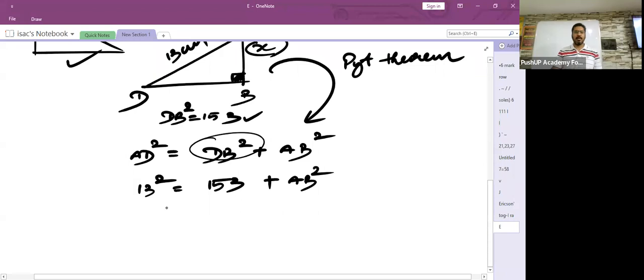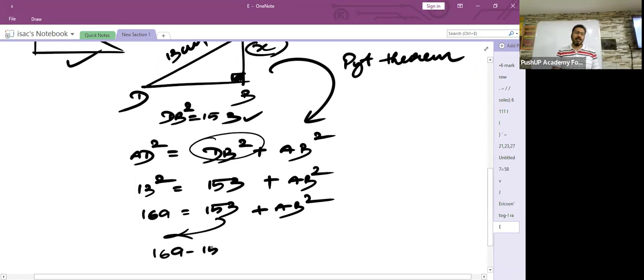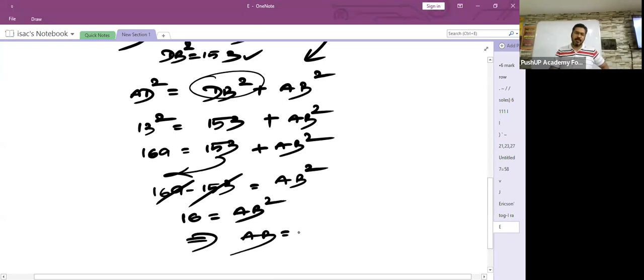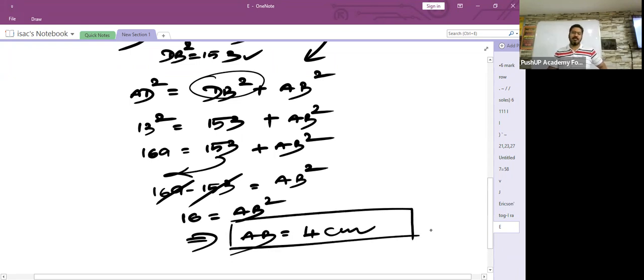Yes, sir. All right, now let us solve this. 13 square is 169, which is equal to 153 plus AB square. If I bring this 153 from the right to the left, it becomes 169 minus 153, which is equal to AB square. 169 minus 153 is 16. So 16 is equal to AB square. This implies AB is equal to square root 16. Directly you write 4 centimeters. Over, children. The sum is done.